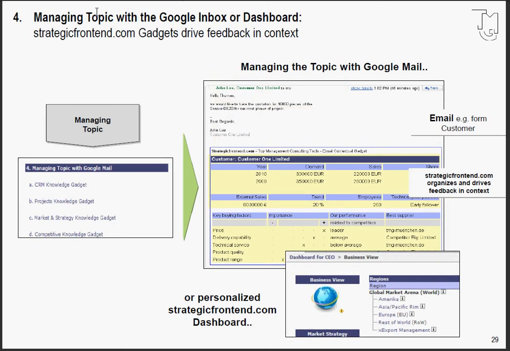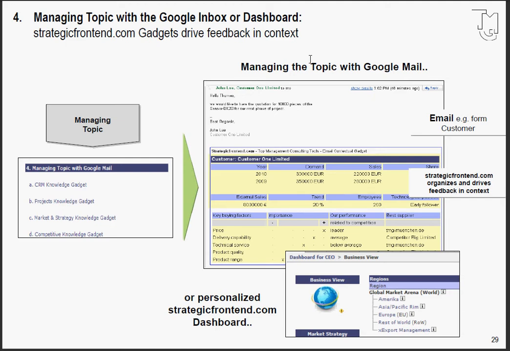The first step is managing the topic with Google Inbox or the dashboard. The strategicfrontend.com gadget drives feedback in context. The interesting thing is that we have provided a connection from Google email to strategic front-end in different areas like CRM, project, market strategy, competitive intelligence, but also added new things like sourcing.